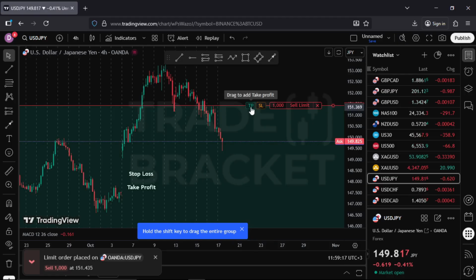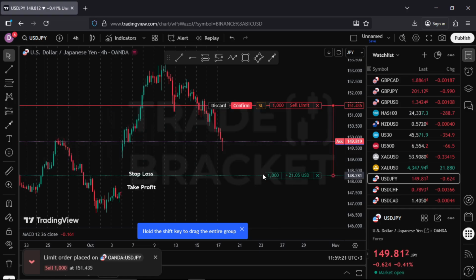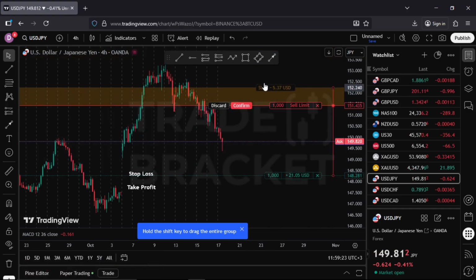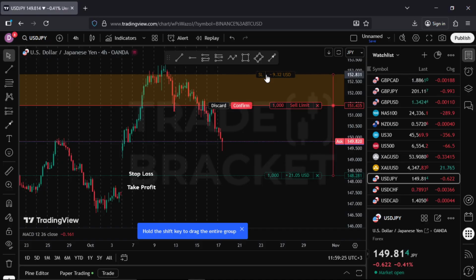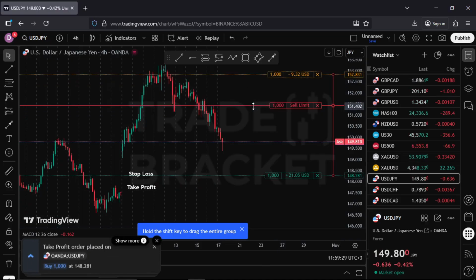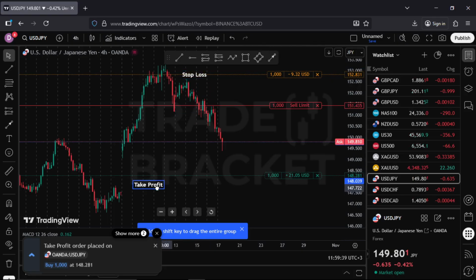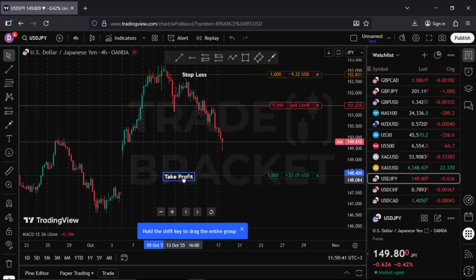So what do I expect the market to do? It will sell, so my take profit will be, let's say, below here. Then my stop loss will be maybe above here. Then let me click confirm. Then let me adjust the text on the screen. The stop loss will be up there on that orange line, then my take profit will be below here. So now let me explain.